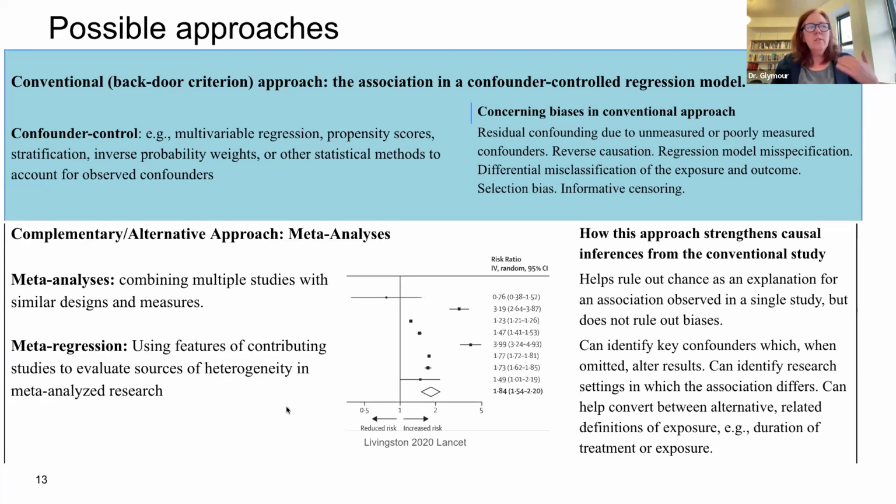So one approach is a meta-analysis or a meta-regression. As I mentioned before, this is just a picture of one of the meta-analyses presented in the Lancet report. Meta-analyses are very helpful to combine multiple studies with similar designs and measures. They're great for that. However, they really help rule out chance, right? But they cannot address the fact that if the underlying studies didn't control for confounders, then the meta-analyzed result also doesn't control for confounders. Meta-regressions, where you do a meta-analysis and then you stratify by features of the contributing studies to look at effect estimates within different types of studies or studies with different characteristics, I think that actually can be quite helpful for evidence triangulation and identifying research settings in which the association really differs. I think that can be a very useful approach.